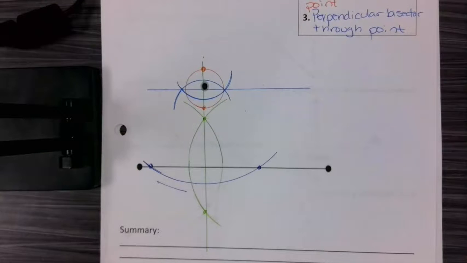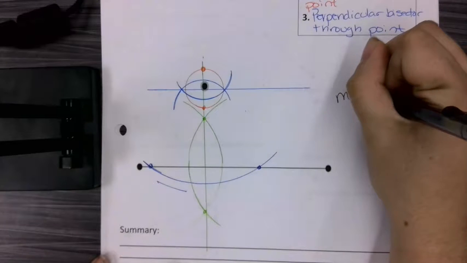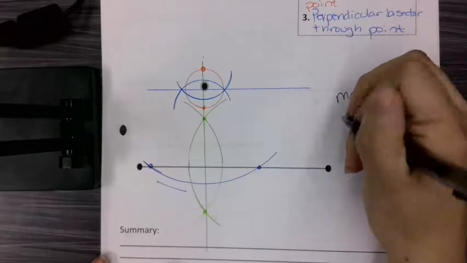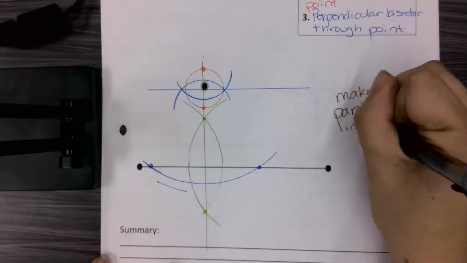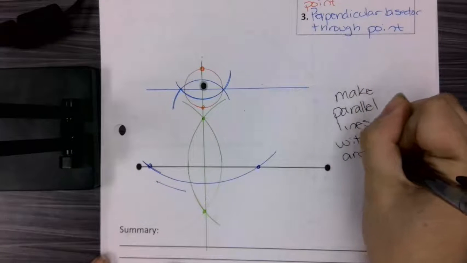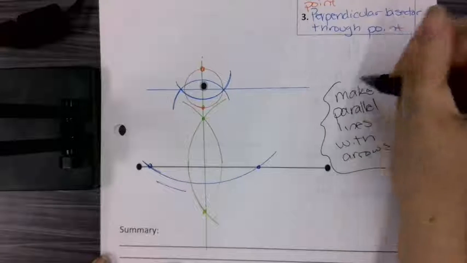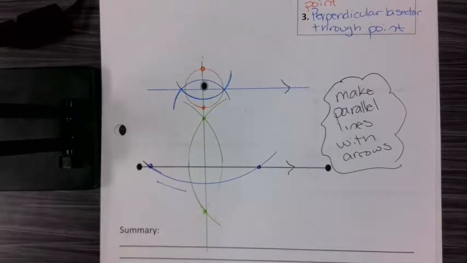And the last thing I want to do is make a note that I show parallel lines by drawing an arrow through them. So I went through and I drew those little arrow symbols. Okay. Questions on drawing a parallel line?